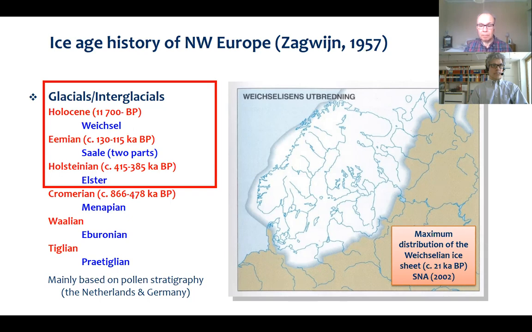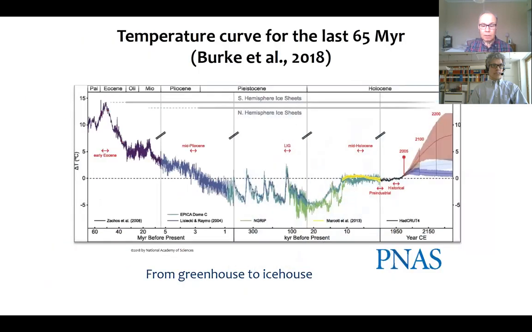This map shows the maximum distribution of the Weichselian ice sheet during the last glacial maximum, around 21,000 years ago. So we're actually going into this part now, the ice age history, or the different glaciations that have affected Scandinavia.